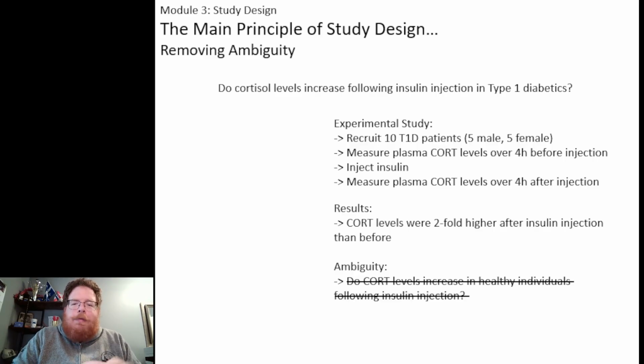So you have to be also careful that you don't try to add components to your study design that are irrelevant to your study design.